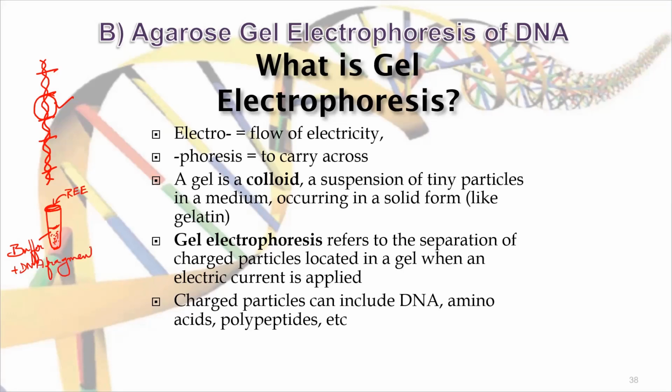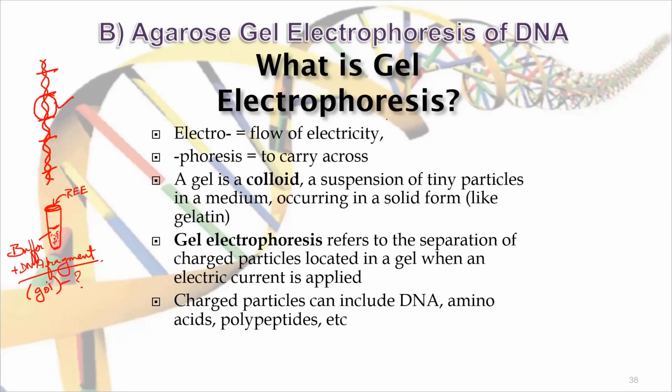Now our idea is, out of all these DNA fragments, you have to isolate the specific gene of interest. So now how will you separate this gene of interest out of all the DNA fragments? That process is called gel electrophoresis.